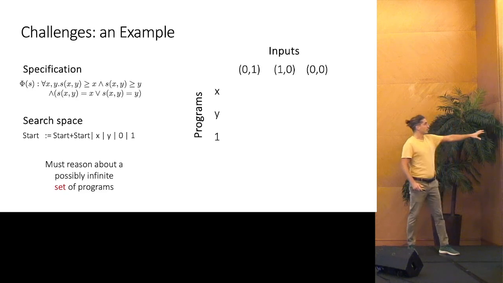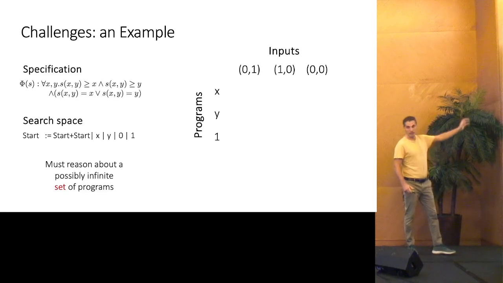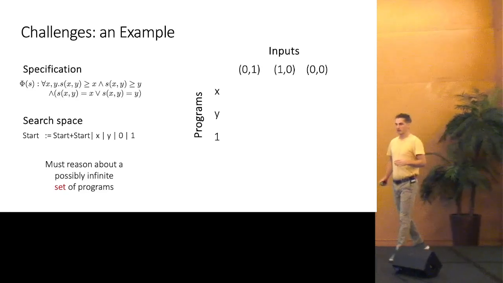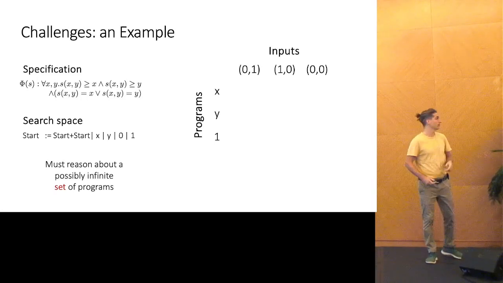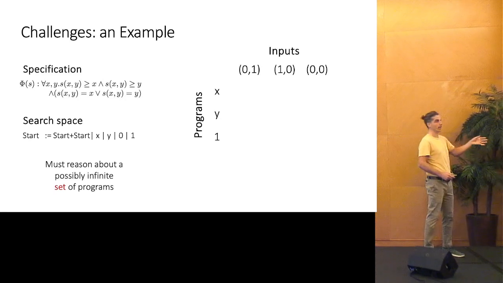So let's look at possible inputs. Here I have 3 inputs. Input 0, 1, the max is 1. Input 1, 0, the max is 1. Input 0, 0, the max is 0. And there are 3 possible programs: x, y, 1.